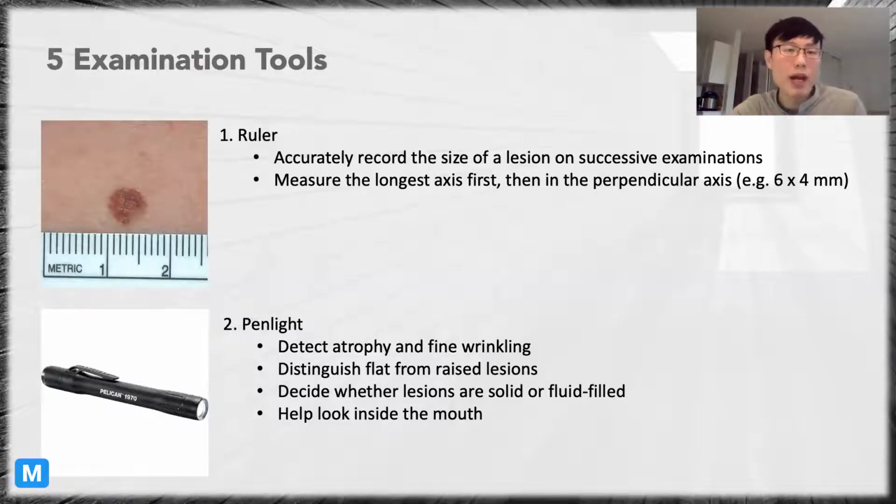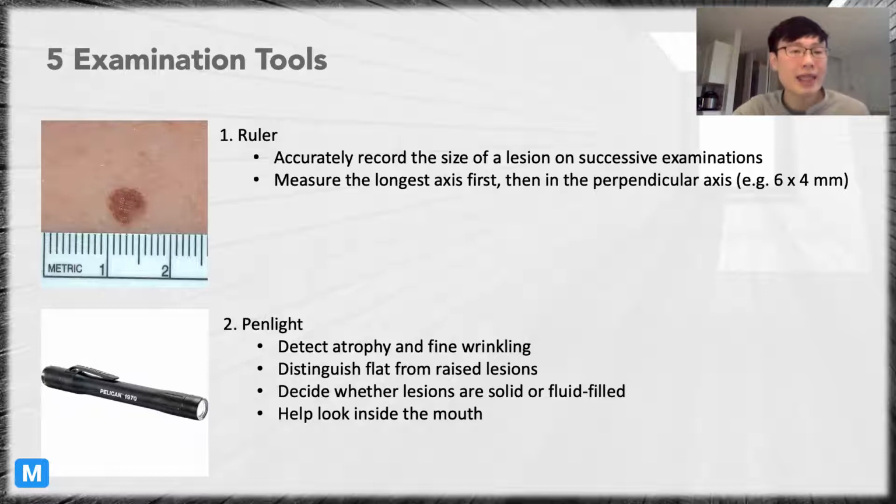So the first one I highly recommend when you're on elective is to bring a ruler with you, okay? Accurately recording the size of the lesion is very important, particularly when it comes to skin cancers. In terms of how you measure the size, you want to measure the longest axis first, and then measure the perpendicular axis, and record it as 6 times 4 millimeters, for example. The 6 will be the longest axis, and the 4 will be the perpendicular axis.